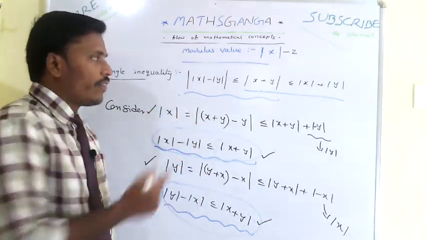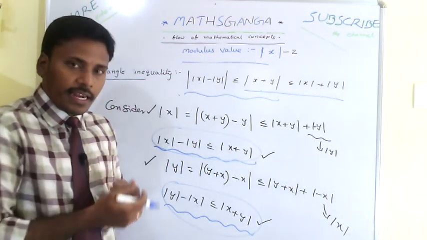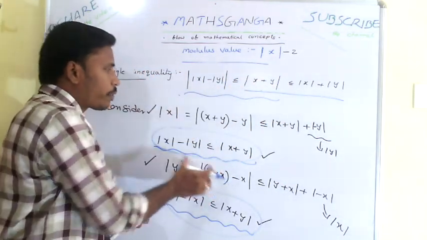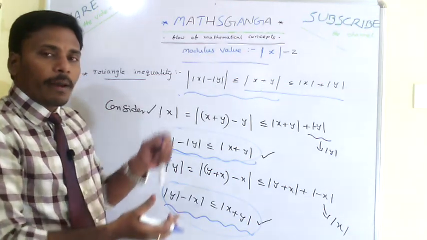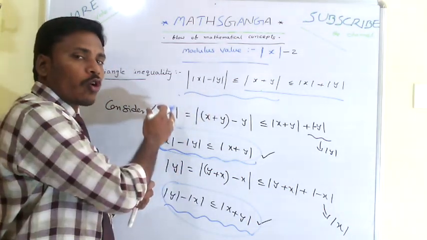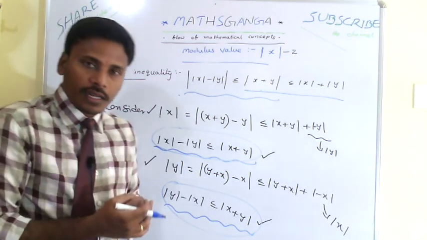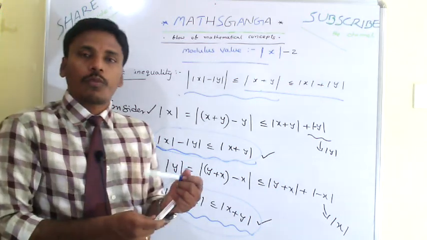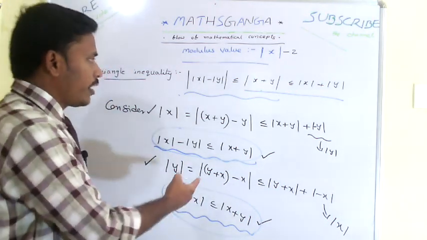So previously we discussed the second part of the triangle inequality. With the help of this second part, we now proved the first part of the triangle inequality. By combining those two parts, I have the modulus of mod x minus mod y is less than or equals to mod x plus y is less than or equals to mod x plus mod y. Okay, so let us look here.